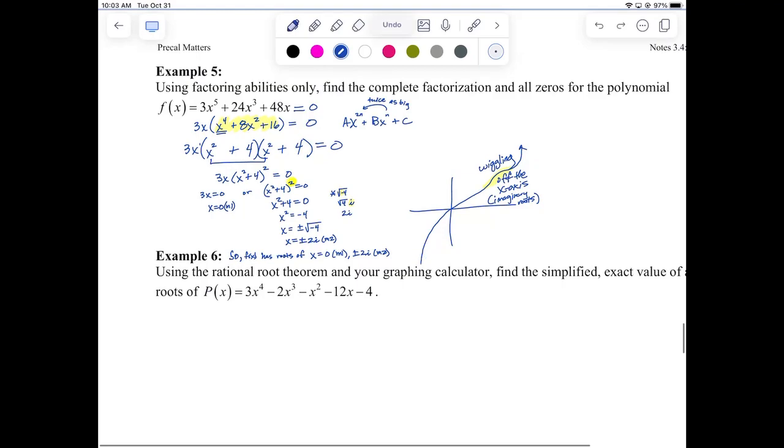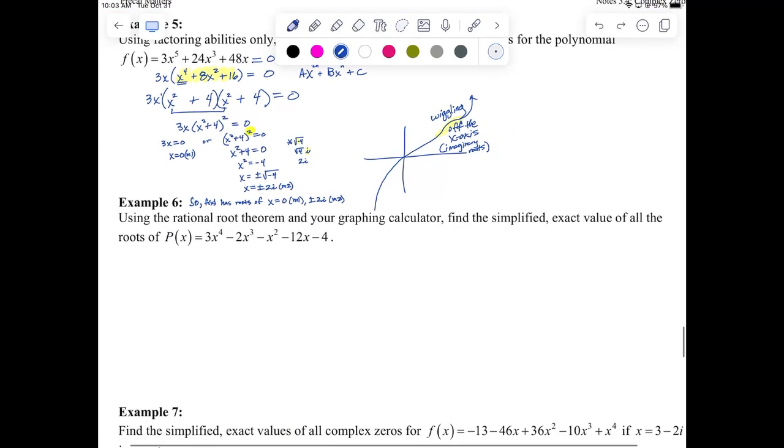All right, let's look at example 6. Using the rational root theorem and your graphing calculator, find the simplified exact value of all the roots. That is going to become kind of a trite little instruction right there. Find the simplified exact value of all the roots. That's kind of what it's going to be the rest of the period.